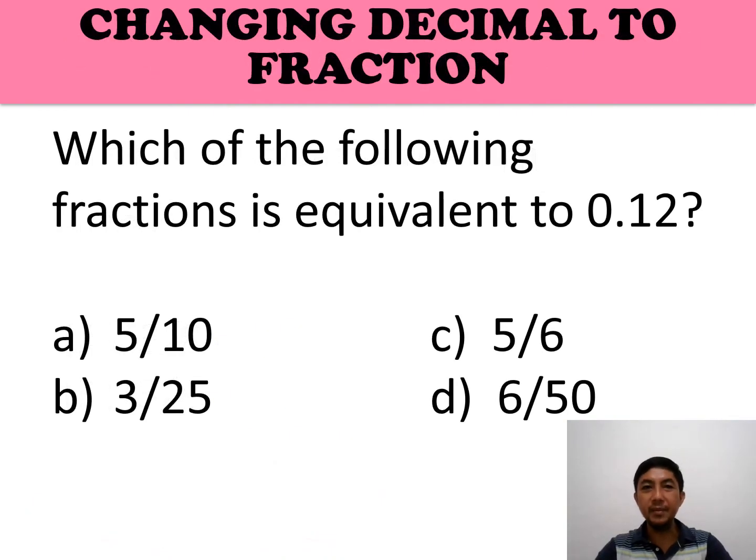Okay, so next problem natin is about changing decimal to fraction. Which of the following fractions is equivalent to 0.12? A, 5 over 10, B, 3 over 25, C, 5 over 6, and D, 6 over 50. Timer starts now.